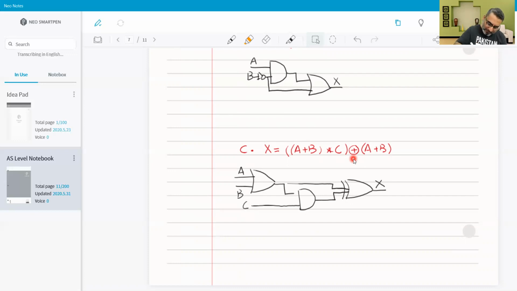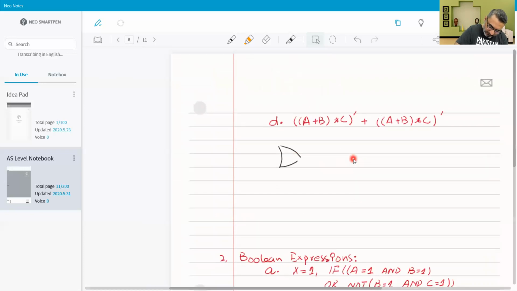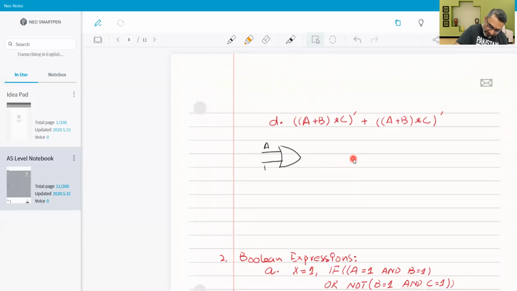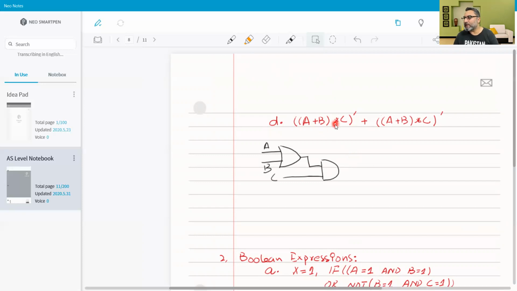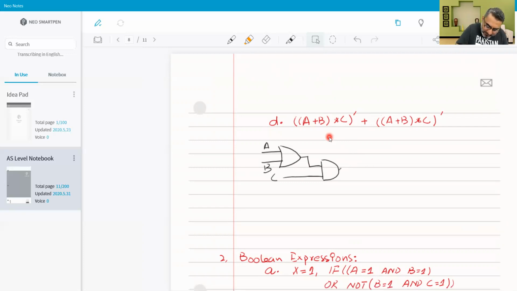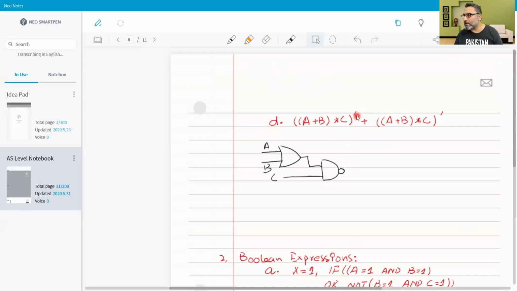Now, here is another one: A plus B, multiply, which is an AND gate, with C and whole NOT. Now it means the output of this multiplication is being inverted. It can be a NAND gate or a separate NOT gate. I will take it as a NAND gate because this NOT is being applied to this AND gate.